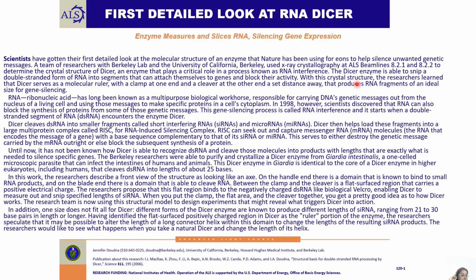So in this work, the researchers describe a front view of the structure as looking like an X. On the handle is a domain that is known to bind a small RNA product, and on the blade there is a domain that is able to cleave the RNA. So between the clamp and the cleaver is a flat surface region that carries a positive electric charge. So the researchers propose that this flat region binds to the negatively charged double-stranded RNA like a biological velcro, enabling dicer to measure out and snip specified lengths of siRNA.